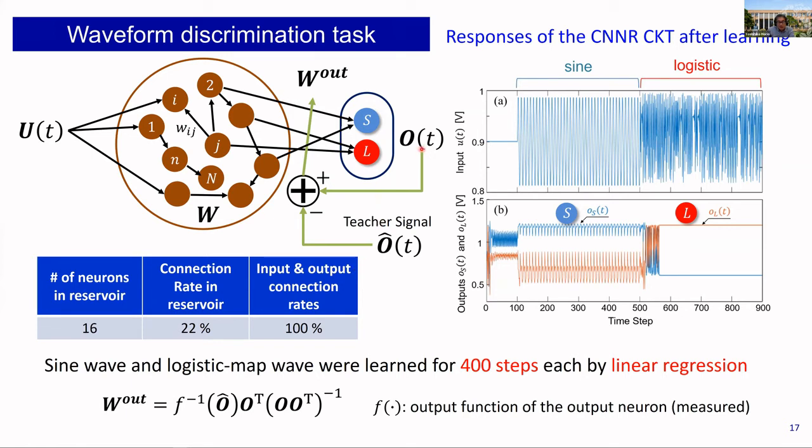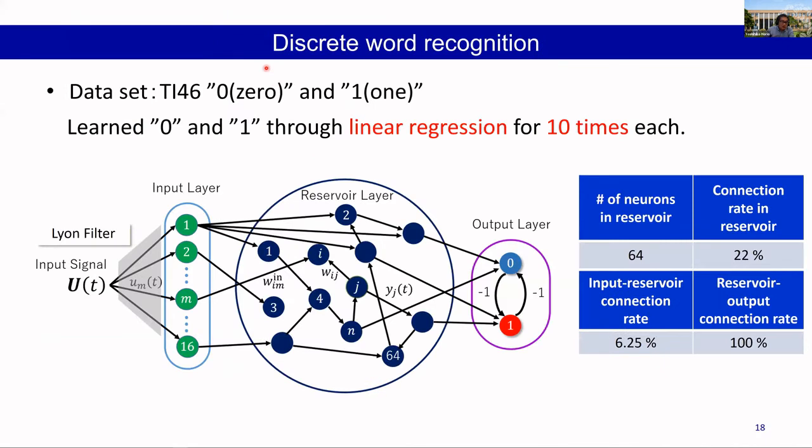After the learning, we put in the input sine and logistic concatenated waveforms. And as you see, the neuron S actually distinguishes the sine wave here, and neuron L shows that this is a chaotic logistic waveform here. So this is the transient time, but we very successfully learned that.